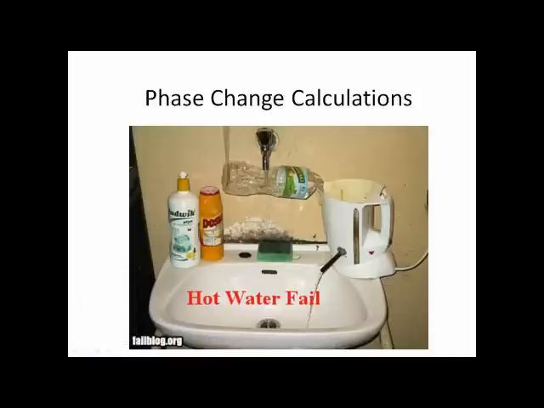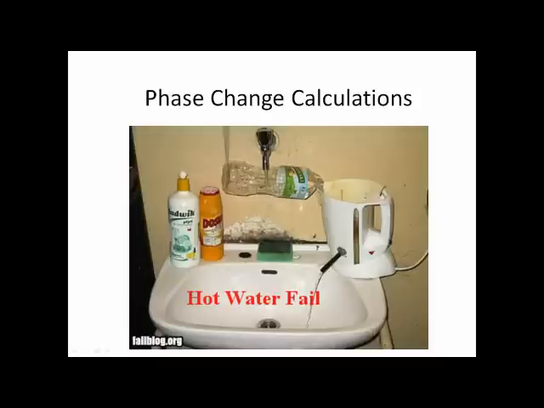Okay, today we're going to look at phase change calculations. So when anything goes through a phase change, we have to adjust our calculations. If we're just heating something, if you're heating a liquid, you can use Q equals MC delta T. If it goes through a phase change, then we have to look at some other things.